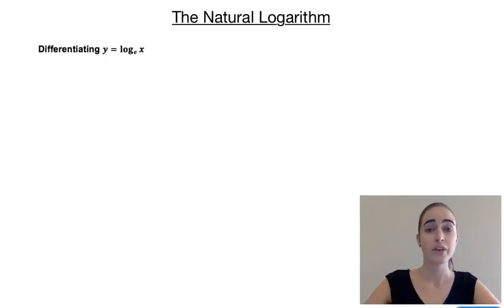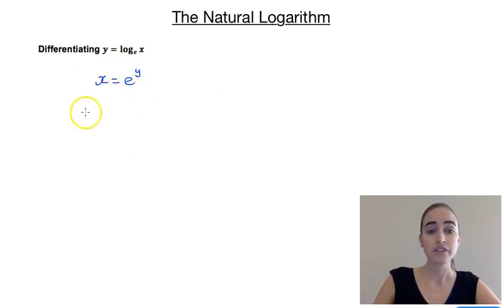Now I want to have a look at how we can differentiate that natural logarithm. So if we've got the function y equals log to the base e of x, we could rewrite that to be x equals e to the power of y. Now, if we differentiate that, we could differentiate x with respect to y, and we know that if we differentiate an exponential, it just ends up being itself. So we just still get e to the y. But we can replace that e to the y because we know that e to the y is just equal to x from our original function.